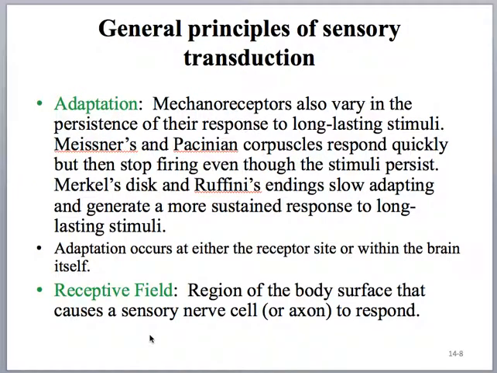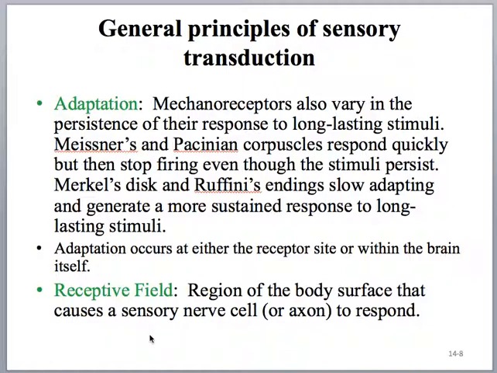Adaptation is really just a decrease in response to persistent stimulation. You'll learn that these different types of mechanoreceptors, Meissner and Pacinian corpuscles, respond differently: they respond quickly, but then stop firing even though the stimuli persist. So they're rapidly adapting. Merkel discs and Ruffini endings are slowly adapting, and they generate a more sustained response to long-lasting stimulation. The adaptation can either occur at the receptor site, or it could occur in the brain itself.